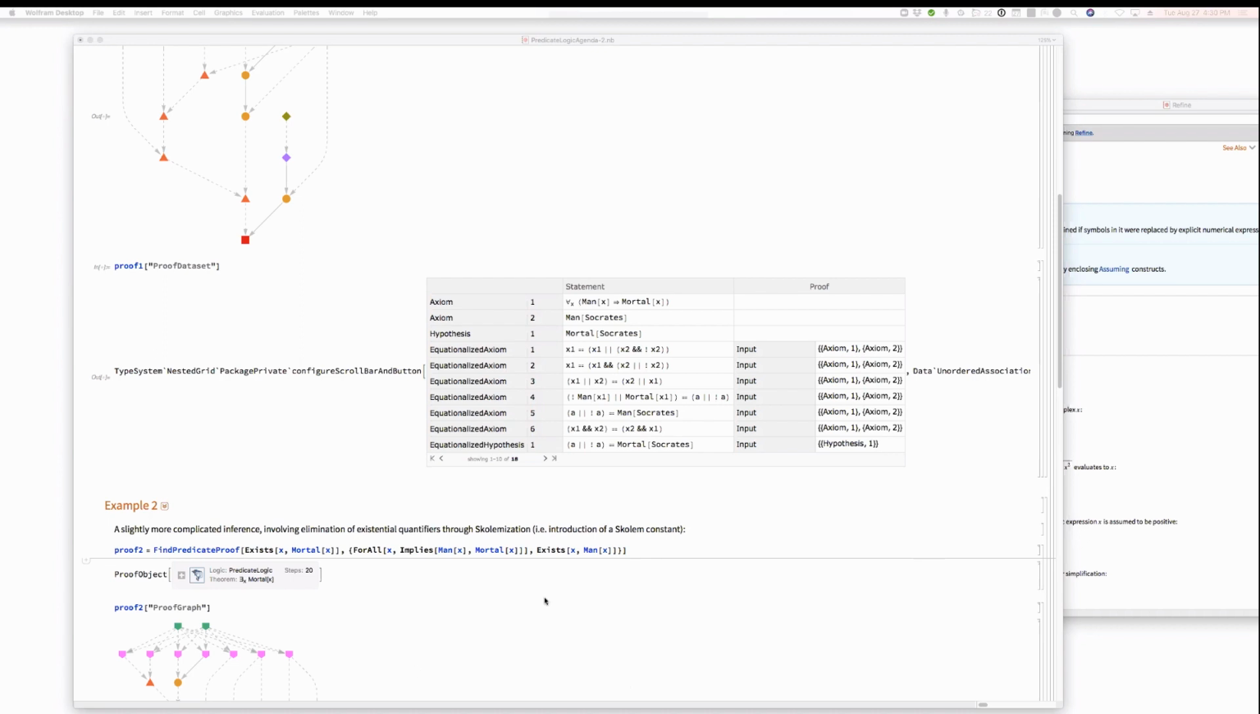Anyway, okay. But if we're going to go on past predicate logic.